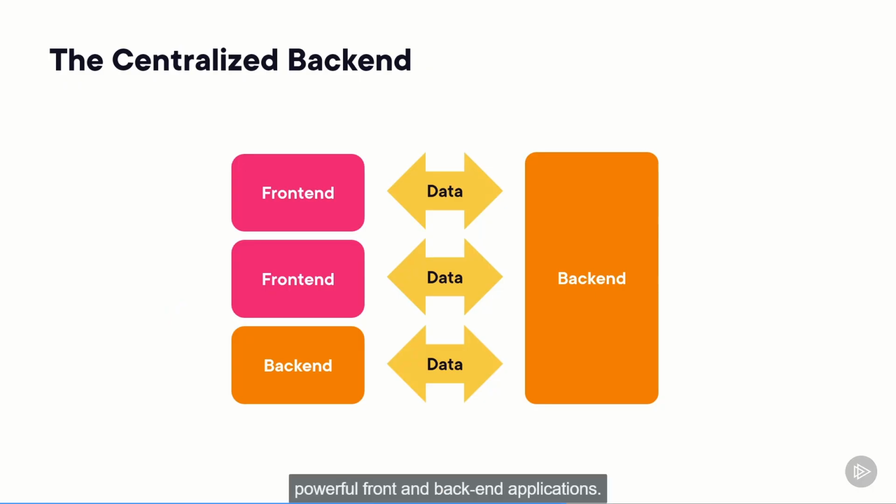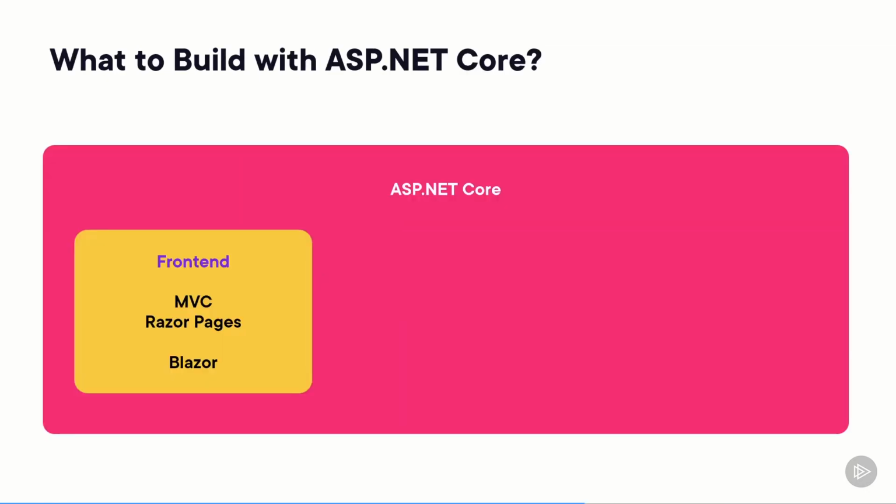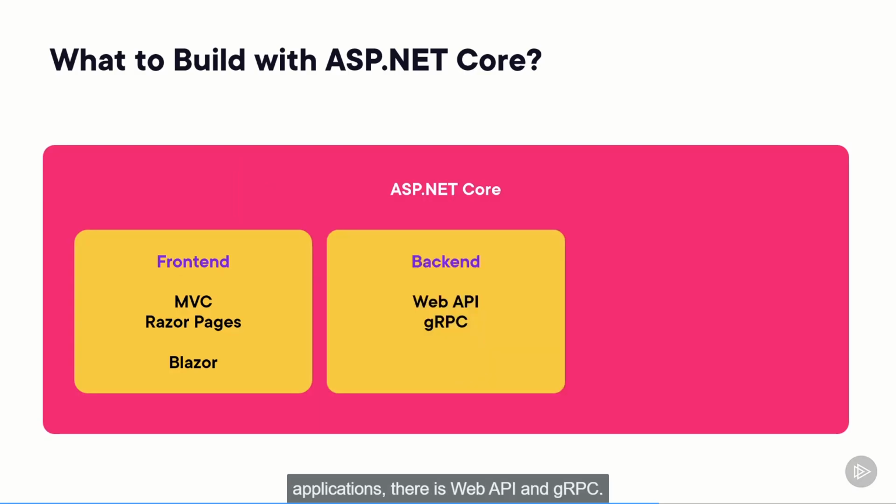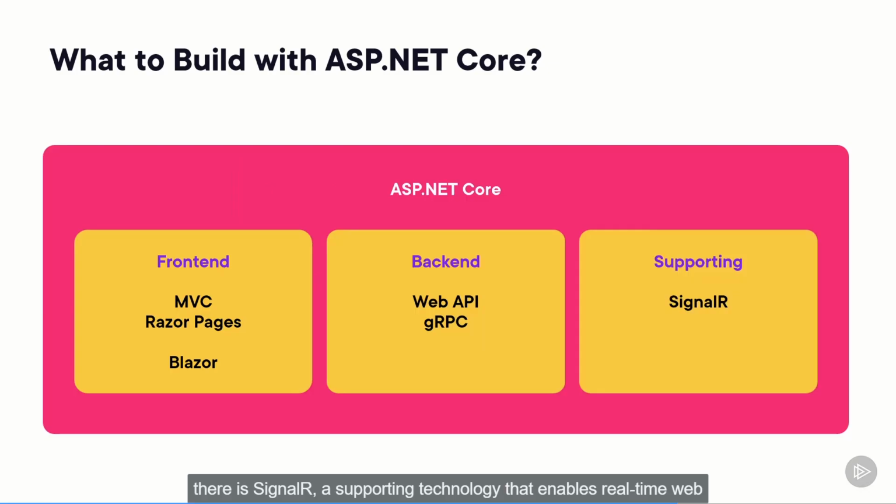ASP.NET Core lets you build powerful front and back-end applications. It contains 3 distinct application styles to create front ends: MVC, Razor Pages and Blazor. But that's not all. For back-end applications, there is Web API and gRPC. And finally, there's SignalR, a supporting technology that enables real-time web applications. In the coming course modules, I will introduce you to all of these. For now, it is enough to understand that ASP.NET Core can do much more than just create a web page. It is here to provide us with everything we need to create web applications. Not just the front end, but also all supporting applications.